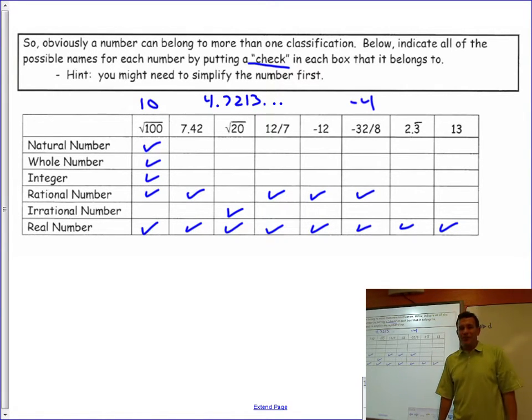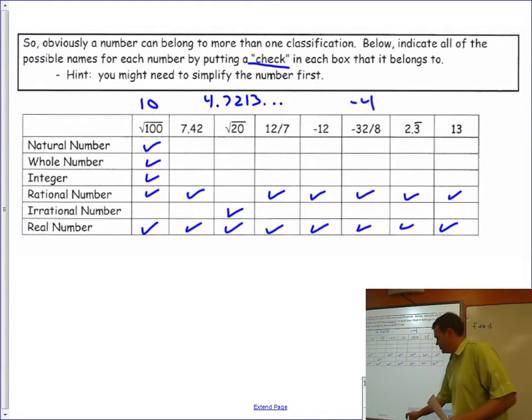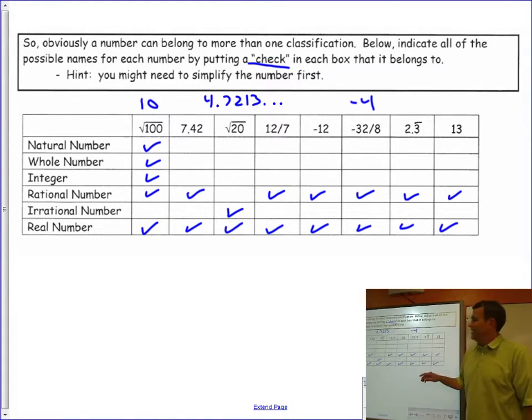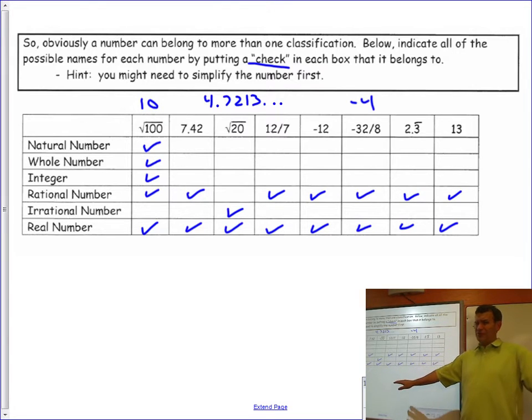2.3 with a bar over it is a repeating decimal, so it's rational. And the number 13 is a terminating decimal, so it's rational. This whole group only had one irrational number. But our other job is to name what other groups the rationals belong to, right? The irrational number is done. Irrational numbers don't belong to any other groups.